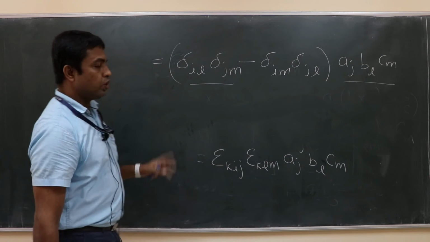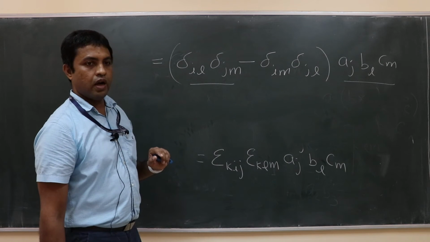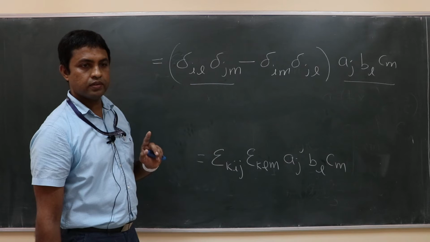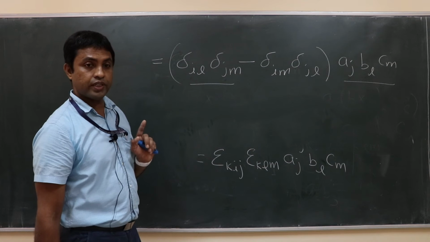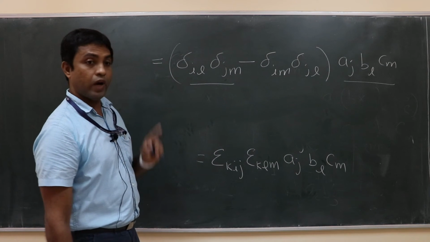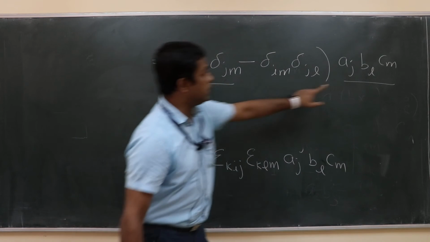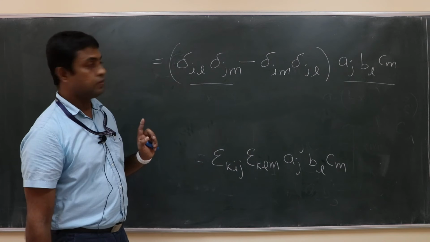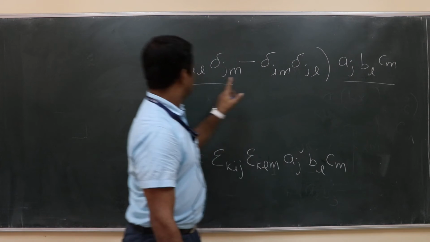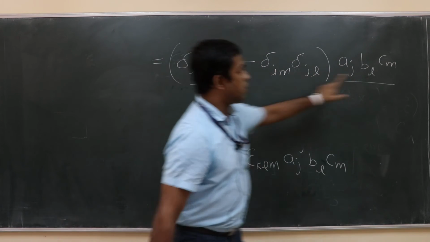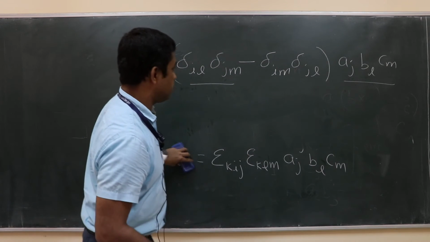You remember in our first expression, the original equation we started with, how many free indices were there? Only one free index. What was that free index? I. So in this expression, I is the only free index, appearing only once. L is summed over, J is summed over, M is summed over. Similarly in the second expression. So our things are correct, there is no mistake in between.